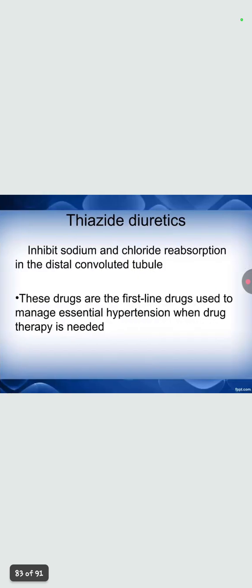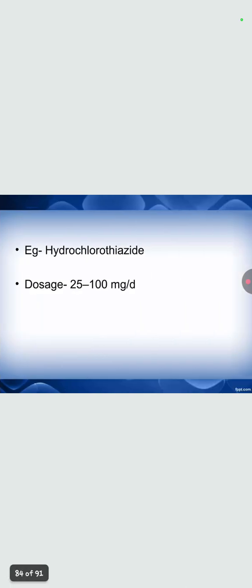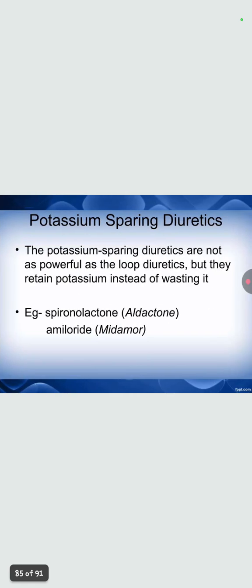Thiazide diuretics inhibit sodium and chloride reabsorption in the distal convoluted tubules. These drugs are the first line drugs used to manage essential hypertension when drug therapy is needed. For example, hydrochlorothiazide, dosage is 25 to 100 mg per day.